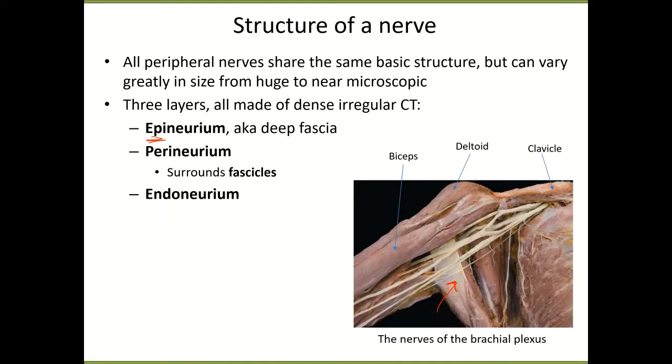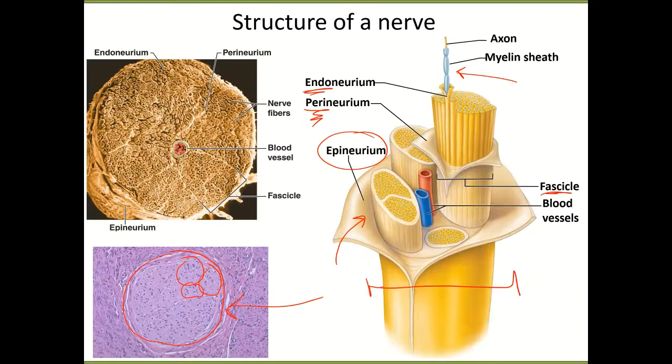All right, so that's our layers of tissue coverings of nerves. We got epineurium on the outside, perineurium surrounding our fascicles, and then endoneurium insulating each individual axon.